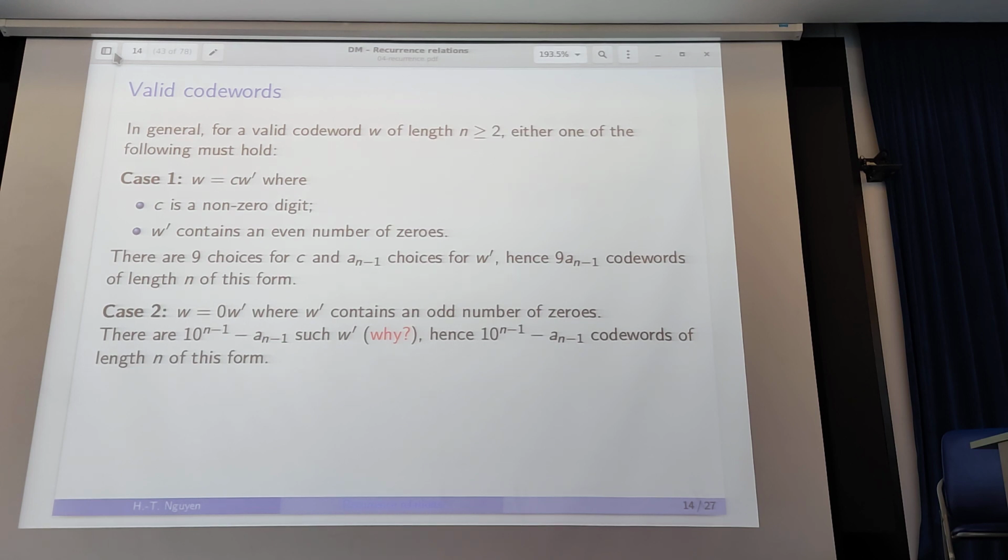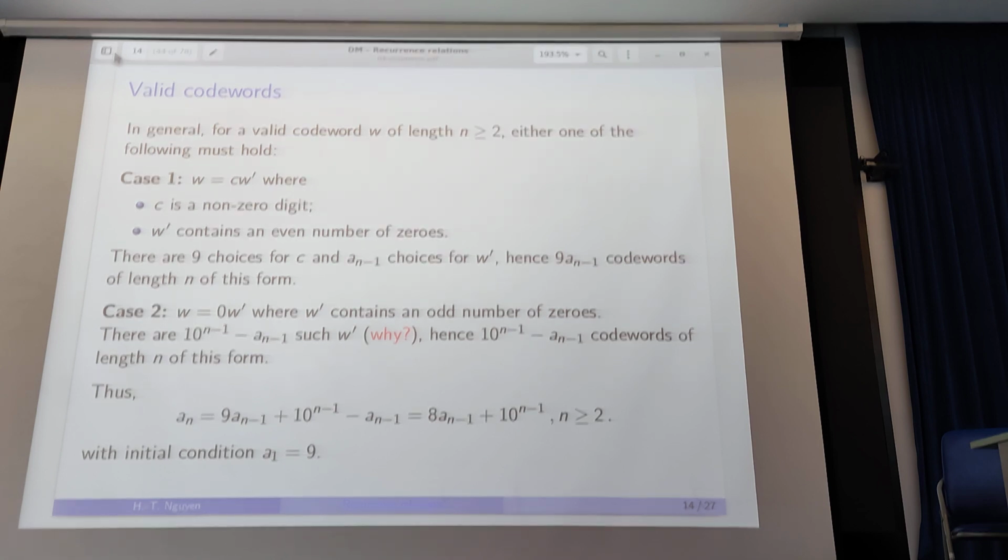And now you sum up the two cases and you get what? You get a_n is equal to 8 times a_{n-1} plus 10 to the power n-1, for n equal to 2 onwards.